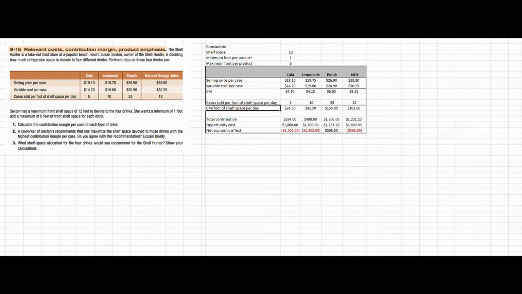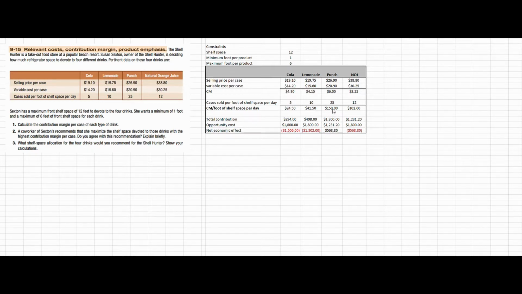This concept right here is the concept that's being introduced right now: contribution margin per unit of input, input specifically being our scarce resource. Now there's a whole bunch of things we can do with this information right here. Extremely useful. These are what are called shadow prices in linear programming.